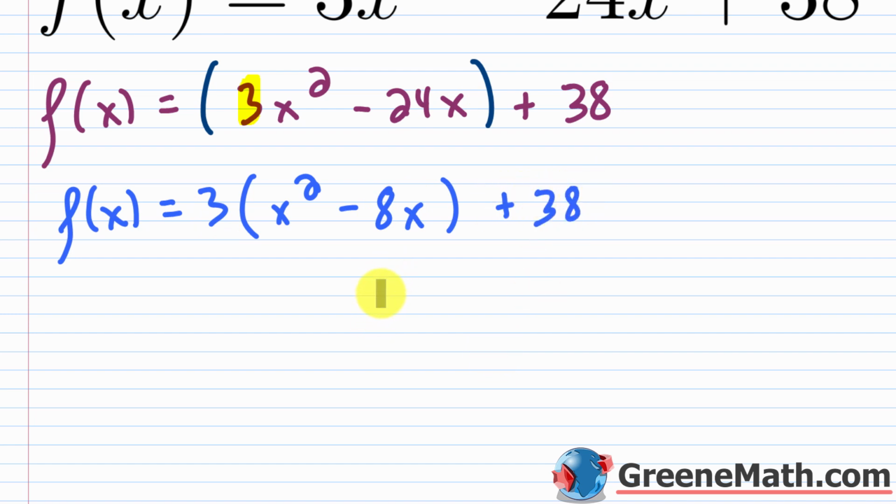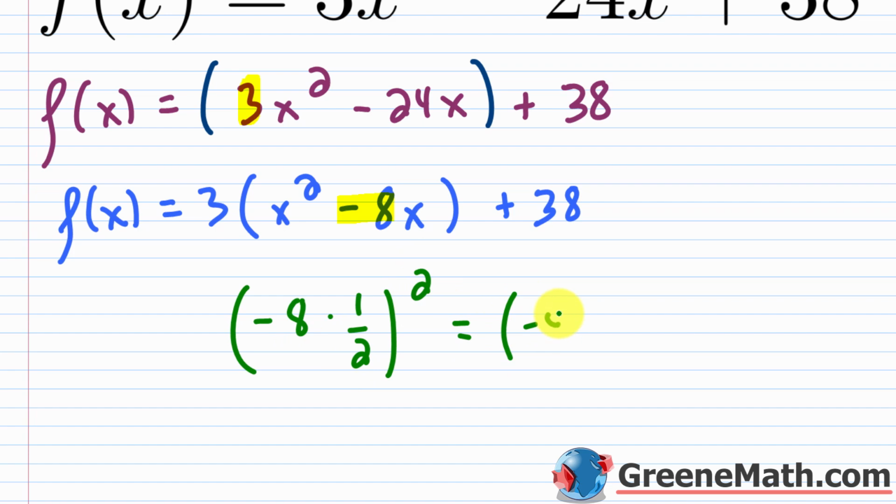So hopefully you remember how to complete the square. You're going to look at the coefficient for x raised to the first power. In this case, that's negative 8. You're going to cut it in half and then square it. So let's go ahead and say that we have negative 8 times 1/2. And then we're going to square that. So this is equal to negative 8 times 1/2 is negative 4. That would be squared. This would give me 16.